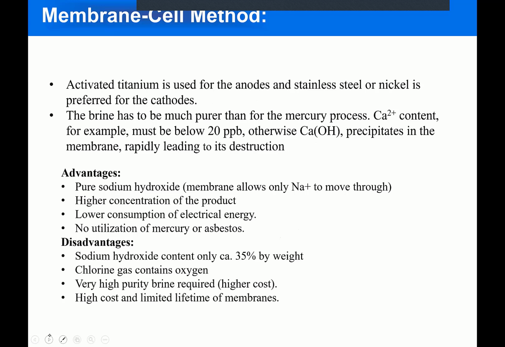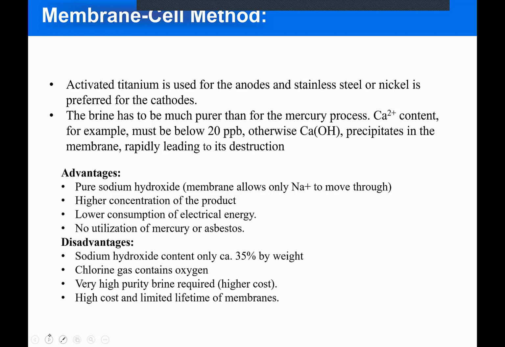In the membrane cell method, activated titanium is used in the anodes and stainless steel or nickel is used for the cathodes. And the brine used for production has to be much more pure than the other two processes. You have to avoid calcium content, otherwise calcium hydroxide will form and precipitate on the membrane, which will congest it and slow down the flow of the cations.